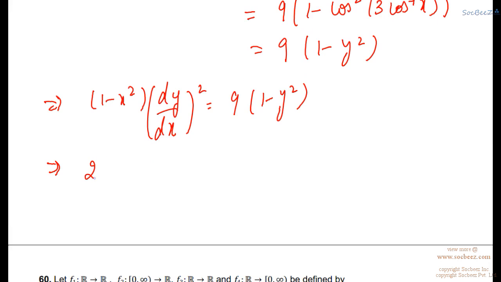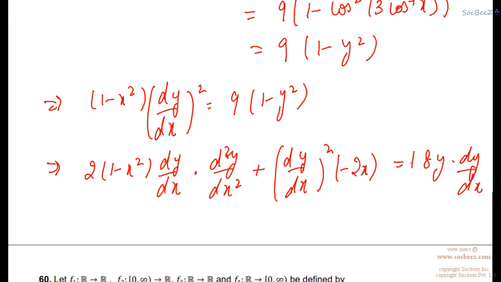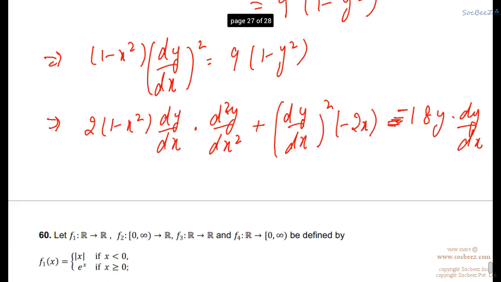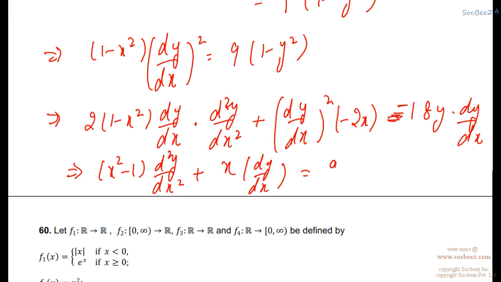Now if we differentiate it again, we get 2 into (1 minus x square) dy by dx into d2y by dx square plus (dy by dx) whole square into minus 2x equals minus 18y into dy by dx. So if we divide the whole expression by 2 and multiply by minus, we are going to get (x square minus 1) into d2y by dx square plus x into dy by dx equals 9y.